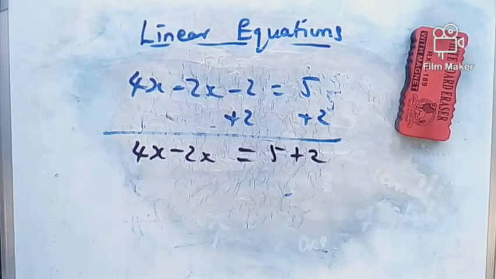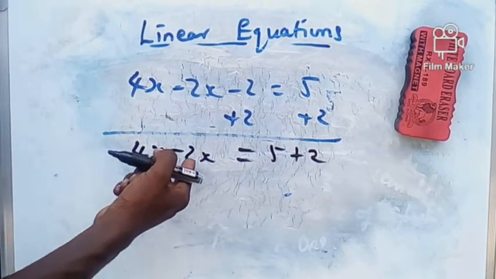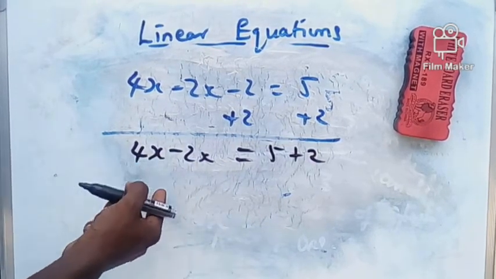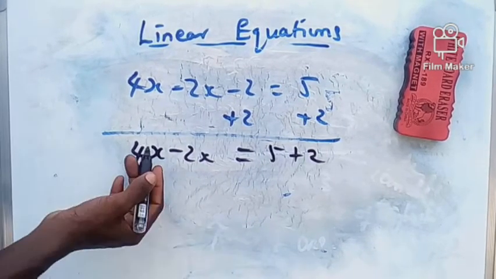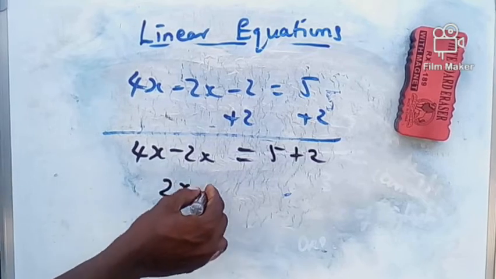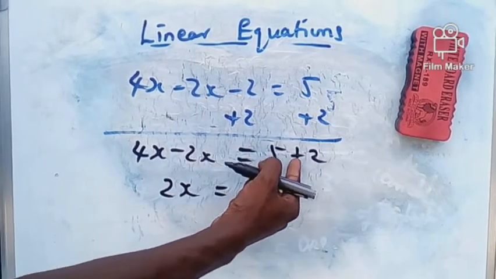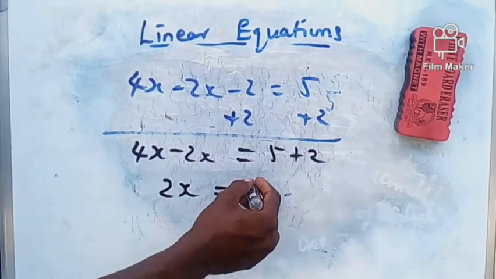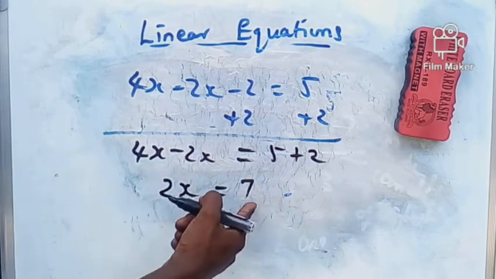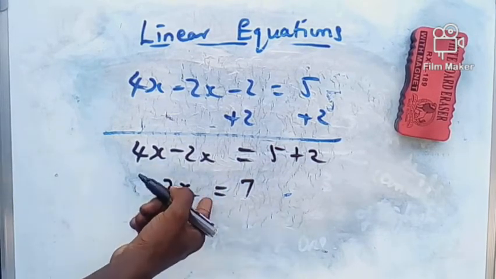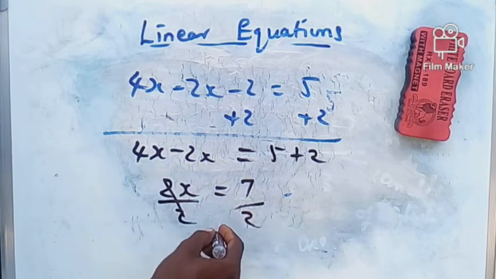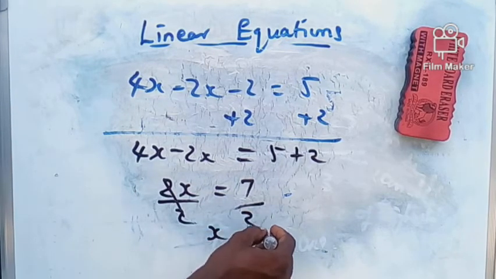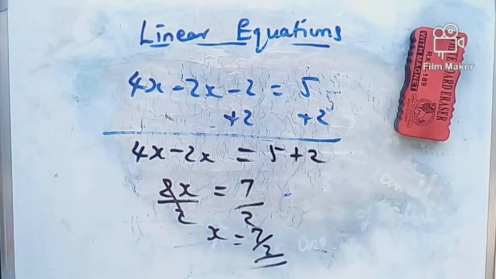The next stage is to do what? Simplify. So to simplify, say 4x minus 2x. When you have 4 x's and you remove 2 x's out of it, all you have left is 2 x's. So 4 minus 2, you just have 2x. And that is equal to what? 5 plus 2, and that is 7. So what do we do next? We now divide. We divide by 2, divide by 2. x becomes 7 over 2. And that is the answer.